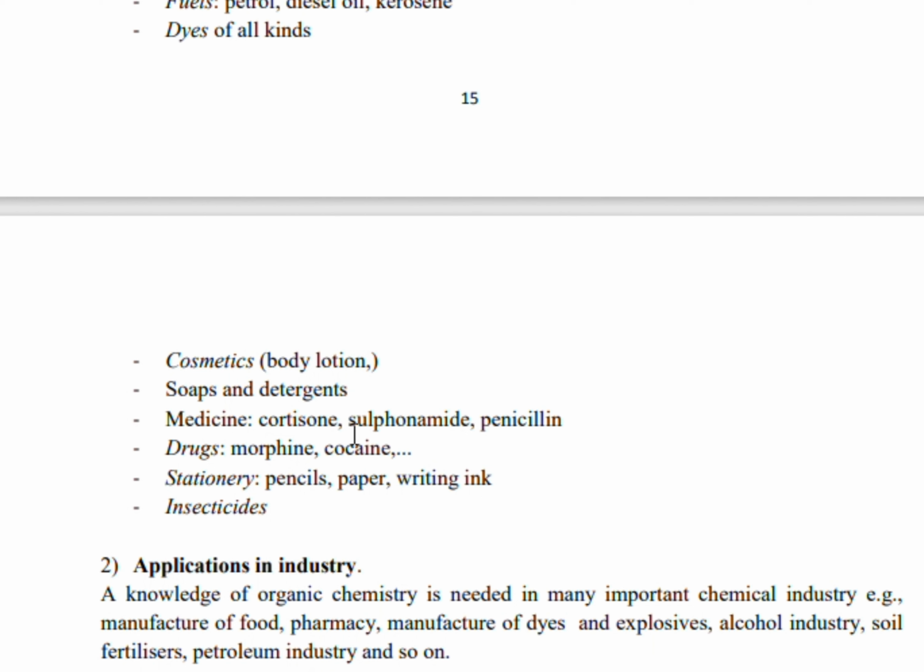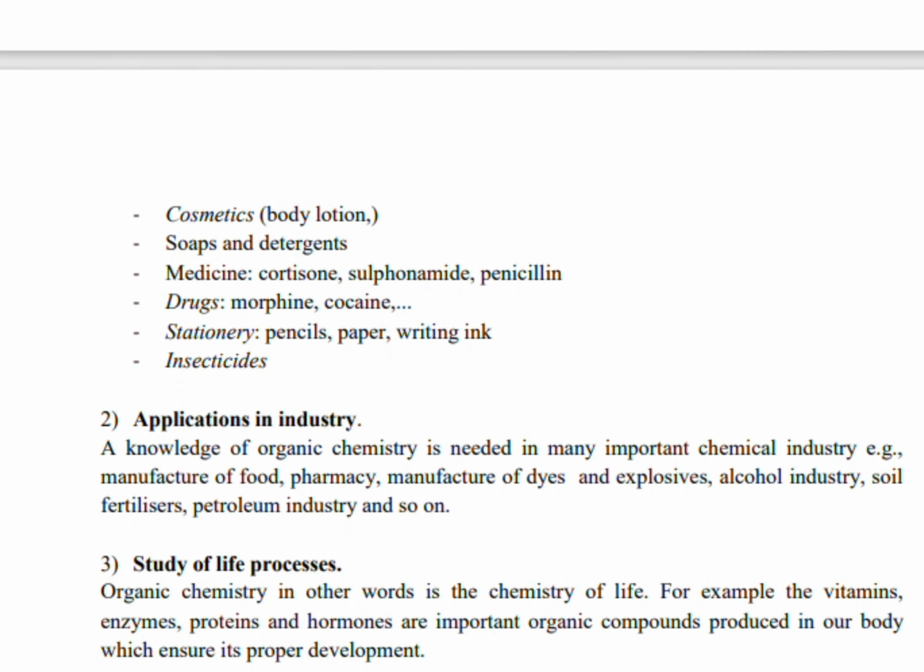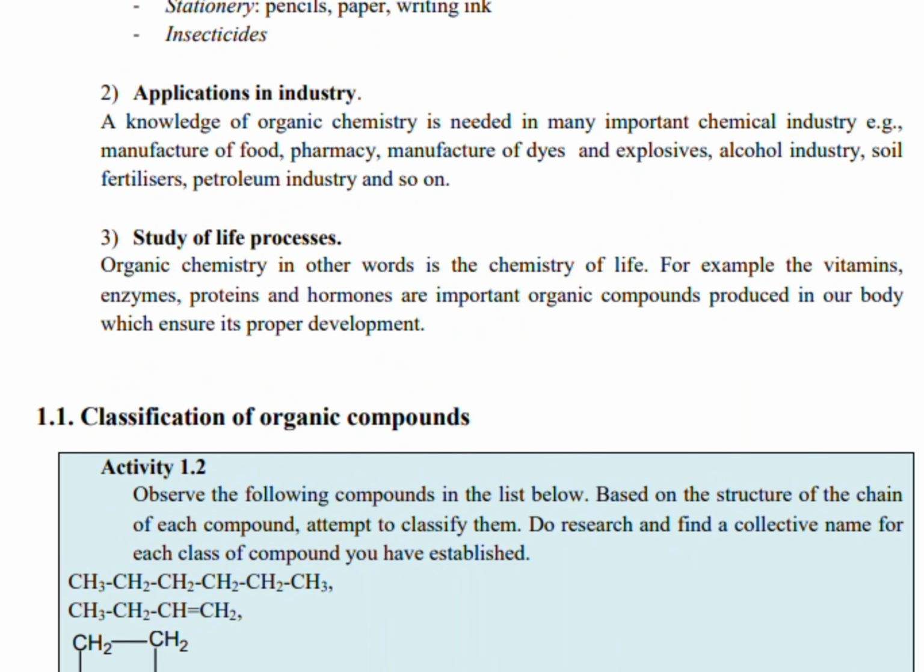In medicine, different medicines are made of organic compounds because they are made from plants and animals. Drugs like morphine, cocaine, you will see the formula of all these substances. Stationery, for example pencil, paper, writing ink, and insecticides are also applications of chemistry. They are derivatives of chemistry.